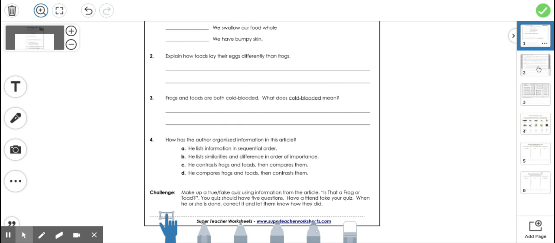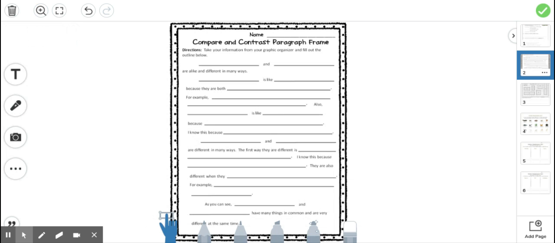Okay. Number 2, this is also an assignment that uses some work from yesterday. Yesterday, I had you fill out a Venn diagram. That was those things with the 2 circles in it. And you compared 2 things. Today, you're going to use your Venn diagram to kind of fill in some of these blanks. So first of all, starting with what were the 2 things you compared?